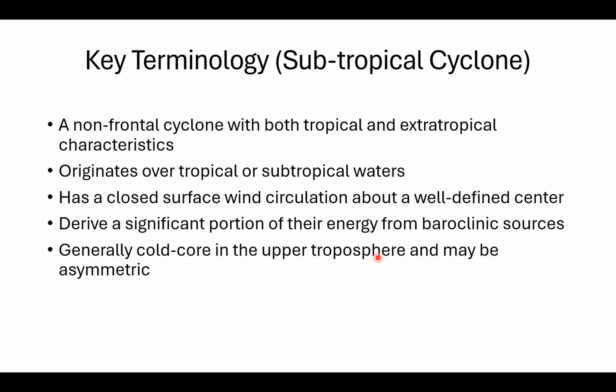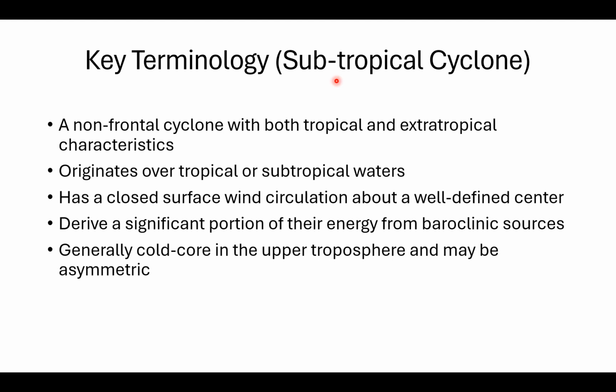Now, there's another type of feature that exists in the subtropics, and these are known as subtropical cyclones, and they also are not associated with any fronts. They have both tropical and extratropical characteristics. So they're not solely, for example, a warm core system or a very symmetrical system. Maybe they're elongated, more asymmetrical in shape on a satellite image. They originate over tropical or subtropical waters. They do have a closed surface wind circulation about a well-defined center. And subtropical cyclones derive a significant portion of their energy from baroclinic sources. They're generally cold core in the upper troposphere and may be asymmetric or elongated.